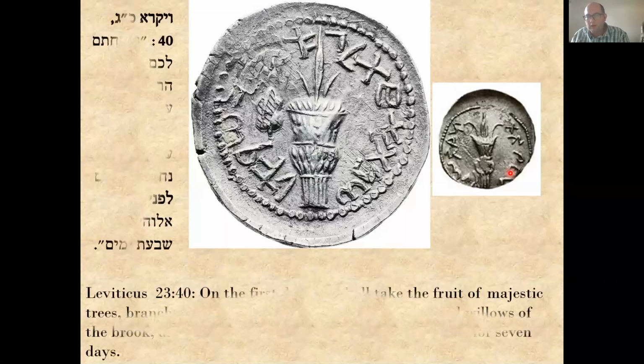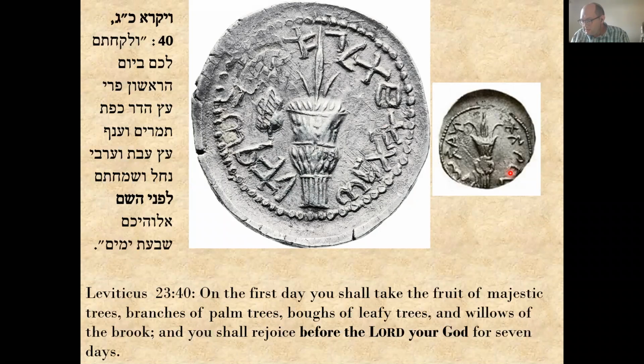In Vayikra, in Leviticus 23:40, it has the commandment, the mitzvah of taking the 4 species. "ולקחתם לכם ביום הראשון, פרי עץ הדר, כפות תמרים, ענף עץ עבות, וערבי נחל, ושמחתם לפני ה' אלוקיכם שבעת ימים." Right? And you shall rejoice before the Lord your God for 7 days. Normally, the words "before the Lord" in the Bible are generally understood to mean in the temple.